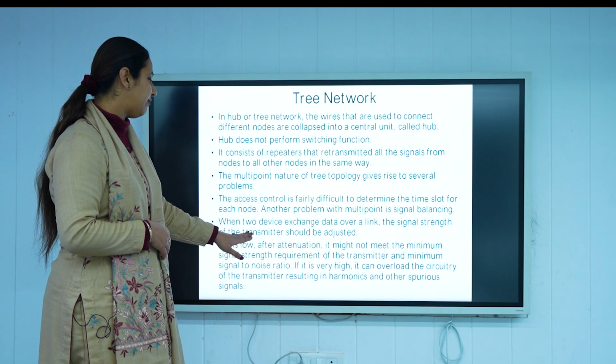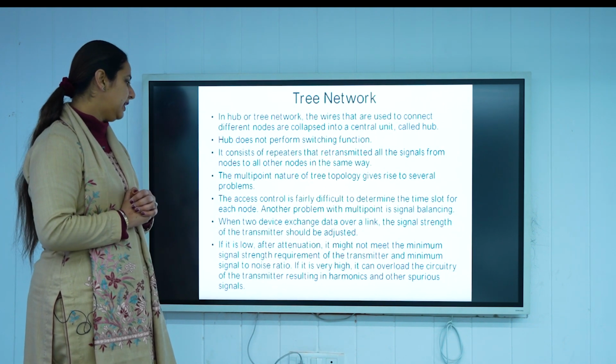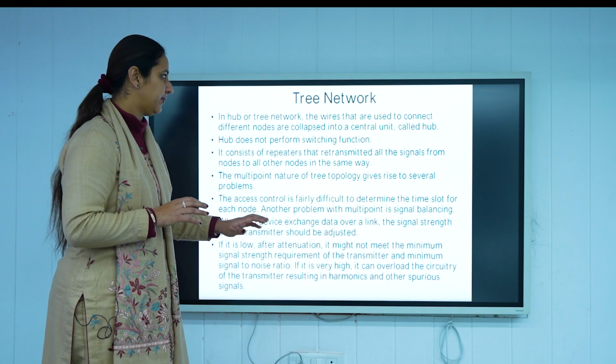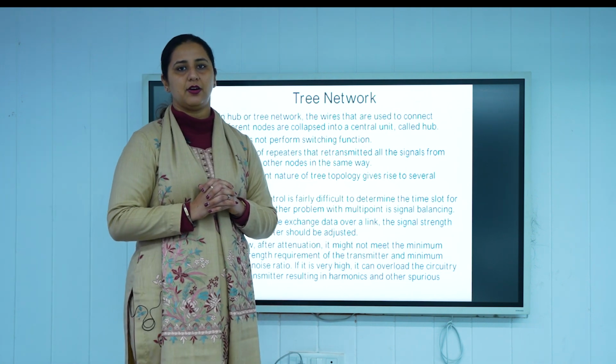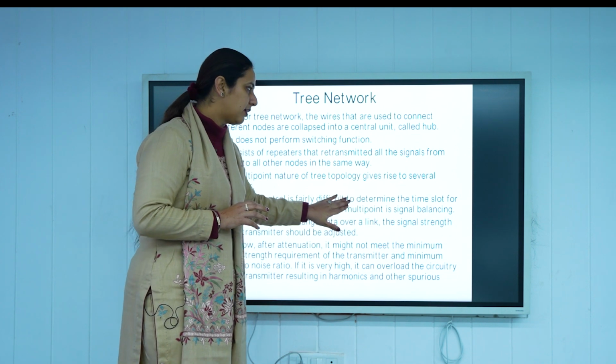Whenever two devices are exchanging data over the link, the signal strength has to be adjusted in this type of topology. So that's all about the different types of topologies that we implement in computer networks.